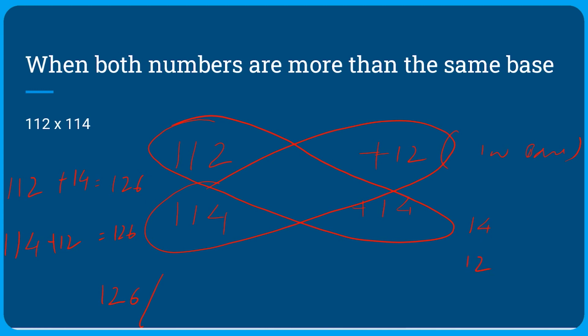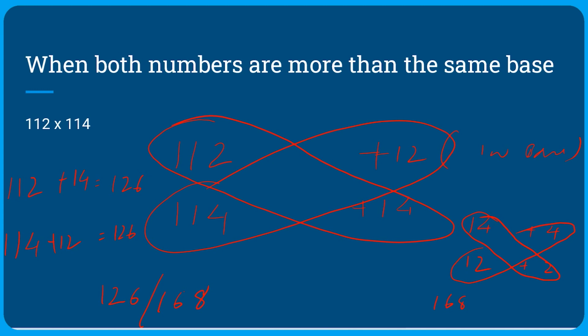14 into 12, how much is it more? What is the pure base? 10. So, this is 4 more and this is 2 more, right? And then you cross tabulate: 14 plus 2 is 16, 12 plus 4 is 16. So, you take it as 16 and then you multiply, 4 2s are 8. So, what is the answer? 168.